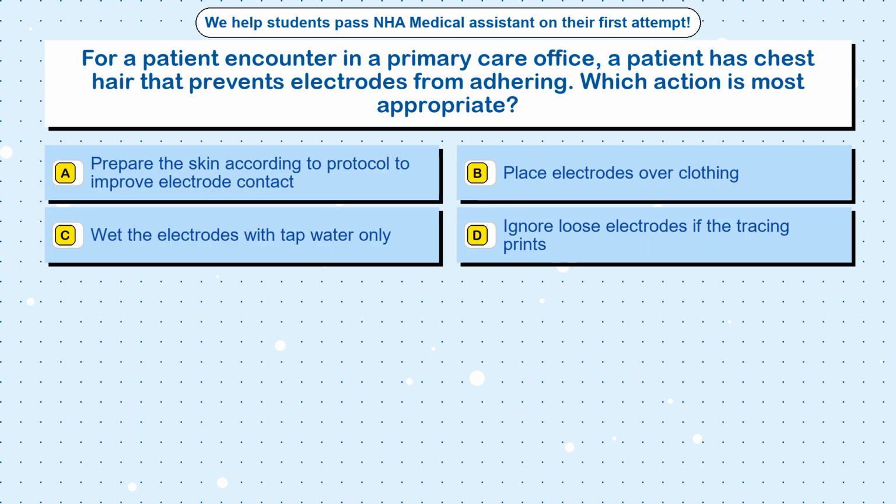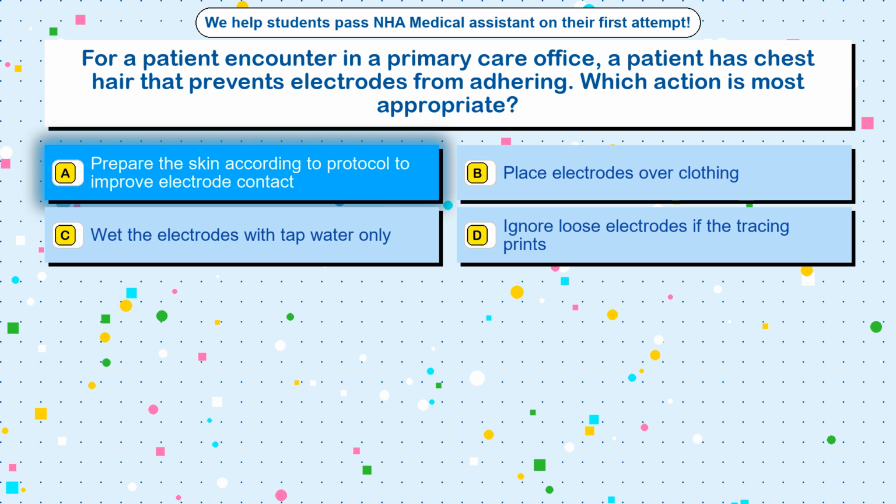Question 33. For a patient encounter in a primary care office, a patient has chest hair that prevents electrodes from adhering. Which action is most appropriate? Option A, prepare the skin according to protocol to improve electrode contact. Option B, place electrodes over clothing. Option C, wet the electrodes with tap water only. Option D, ignore loose electrodes if the tracing prints. The correct answer is option A, prepare the skin according to protocol to improve electrode contact.